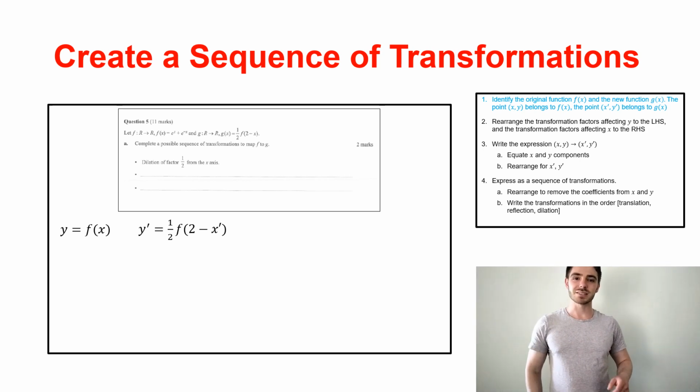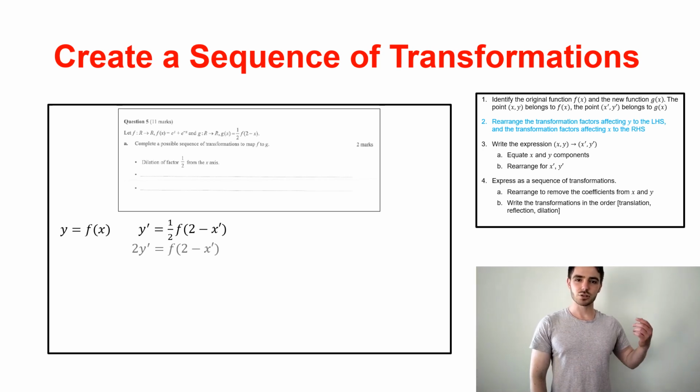This is because g of x is the new function, and this just makes it easier to keep track of things. Next, we're going to rearrange both functions until all the transformation factors affecting the y are on the left-hand side, and all the transformation factors affecting x are on the right-hand side. f of x has no transformation factors, but g of x does. All we have to do here is move the dilation factor of a half over to the left-hand side because that affects the y, not the x.